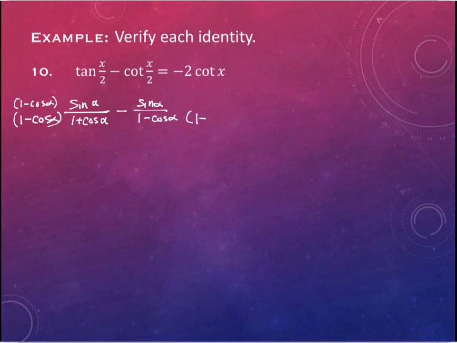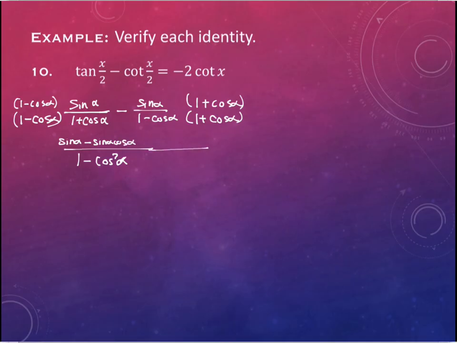Give me just one more minute. We'll be finished up. The denominator is now 1 plus cosine and 1 minus cosine. And if you multiply that out, you get 1 minus cosine squared. That's actually a formula I've asked you to memorize. The numerator is sine alpha minus sine alpha cosine alpha. And then the second one is negative sine alpha and minus sine alpha cosine alpha.